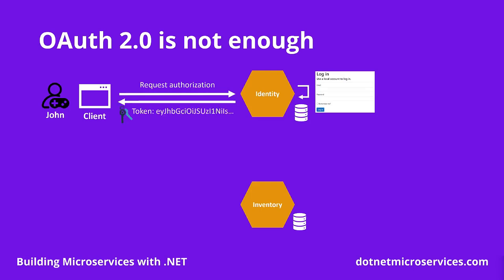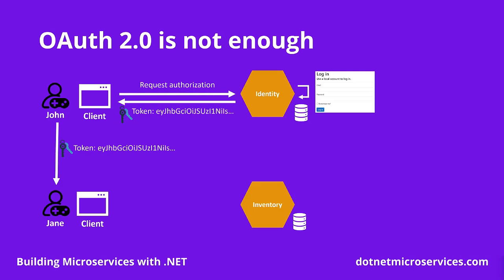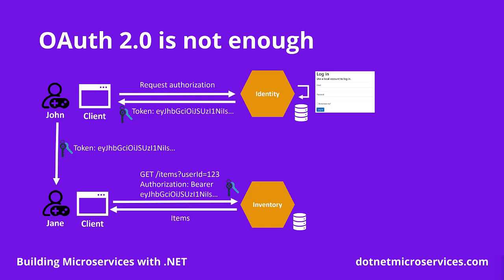Now, imagine that John doesn't use this token in his client app, but instead he shares it with Jane by just pasting it in an email or an instant message. Jane then somehow provides this token to her own copy of the client app and then uses it to request John's inventory back. The inventory microservice will find no issues with the token, so it will gladly return the items in John's inventory to Jane's client.